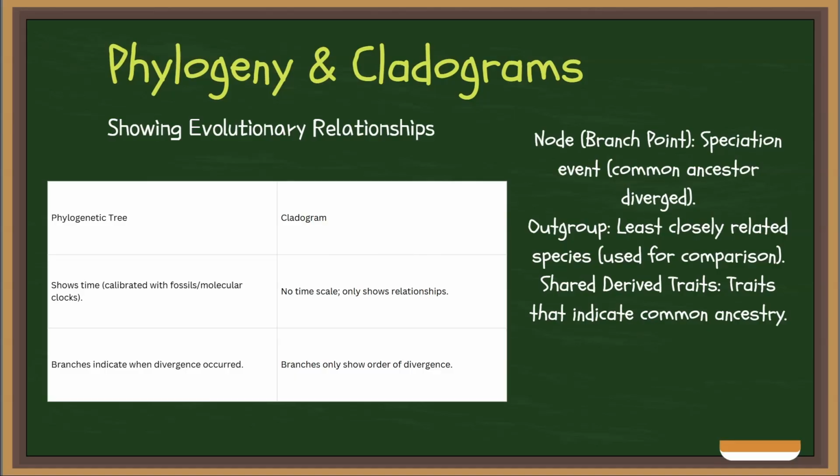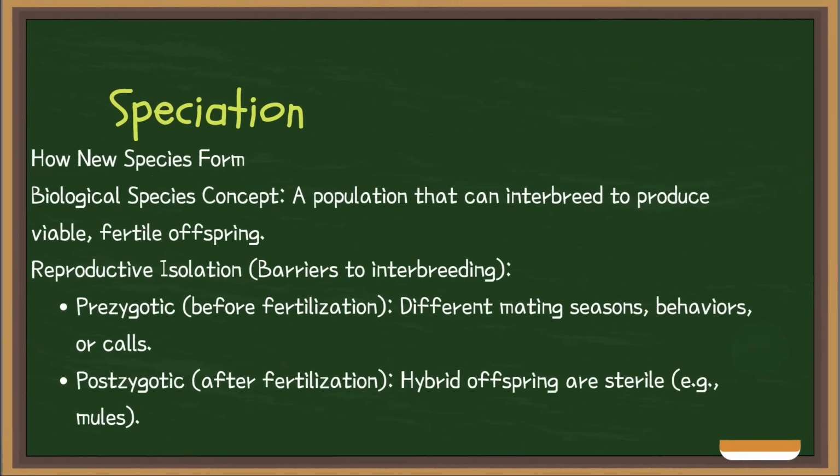Phylogeny and cladograms show evolutionary relationships. The node is the branch point, a speciation event, and it shows how common ancestors diverge. The outgroup is the least closely related species, which is used for comparison. Shared derived traits are traits that indicate common ancestry. A phylogenetic tree shows time, calibrated with fossils or molecular clocks. The branches indicate when divergence occurs. For a cladogram, there's no time scale, it only shows relationships. The branches only show order of divergence.